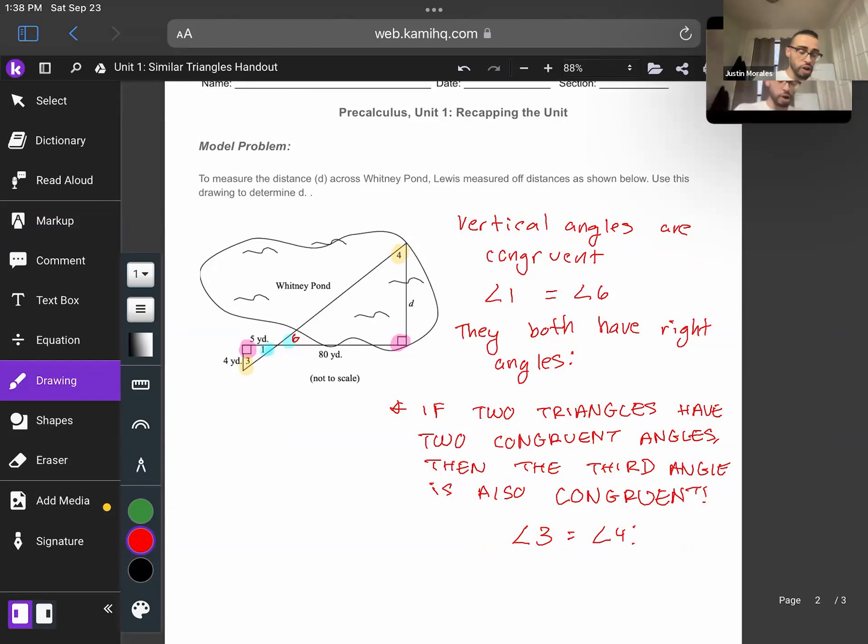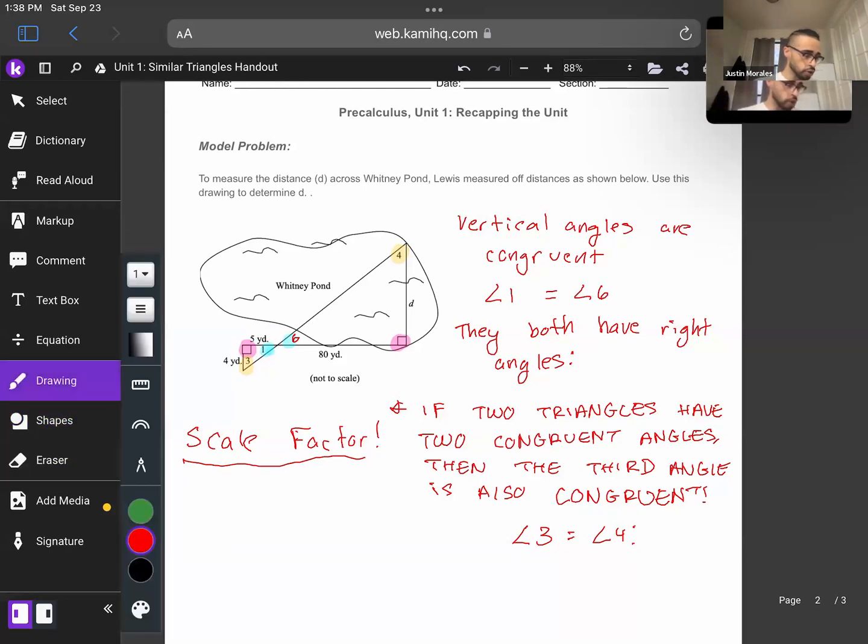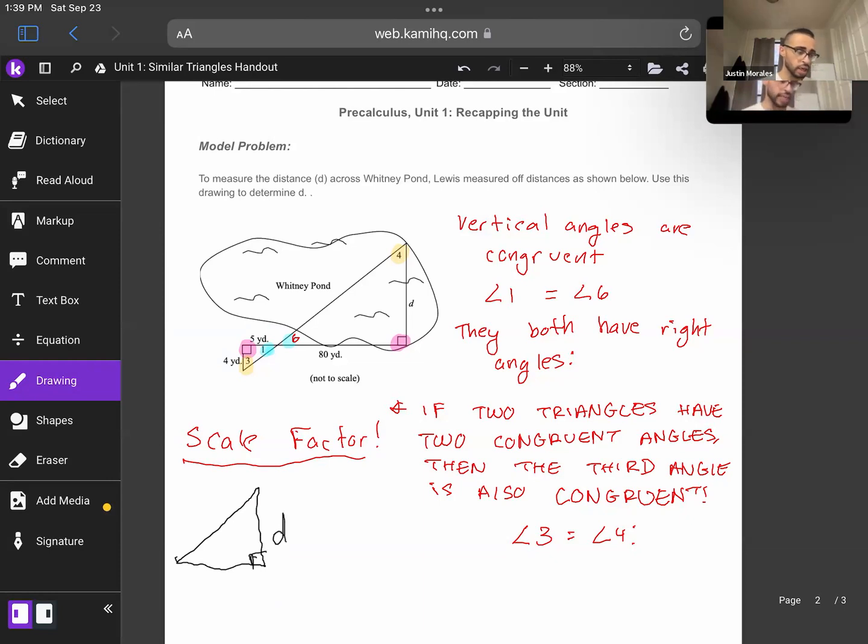And because they are similar, there is a scale factor. So it is our job to determine what that scale factor is. So one trick that this question is trying to do is that these triangles are not orientated in the same way. So I'm actually going to first fix that, right? So this is going to be our bigger triangle right here. And we have that this is the right angle. This is angle D. Side length D, and we are told this is 80 yards.